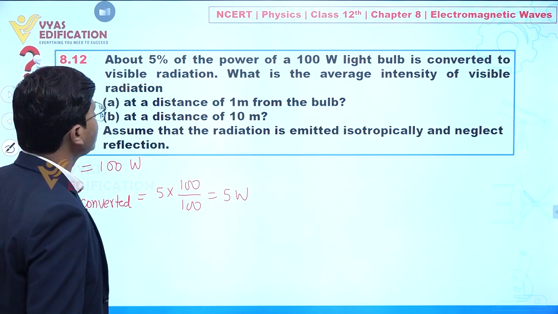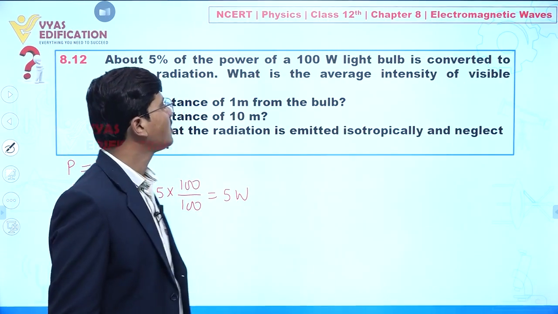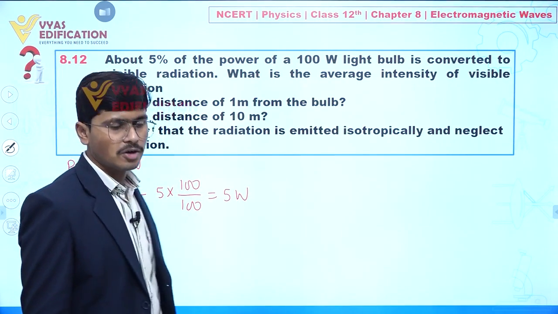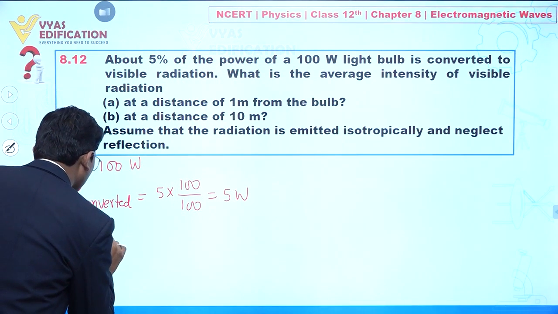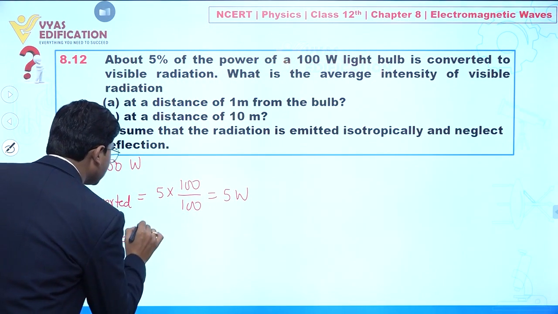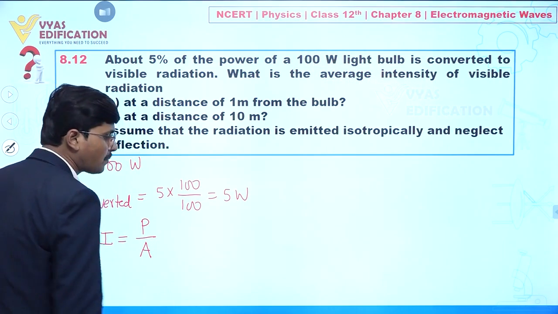Now it is asked, what is the average intensity of visible radiation? Our objective is to calculate the average intensity. So actually we know the intensity formula, this is power per unit area.